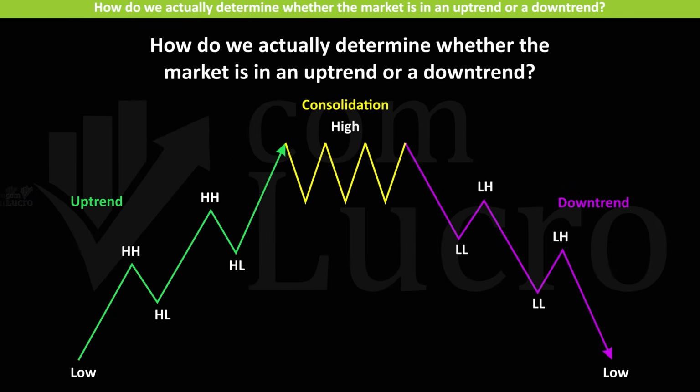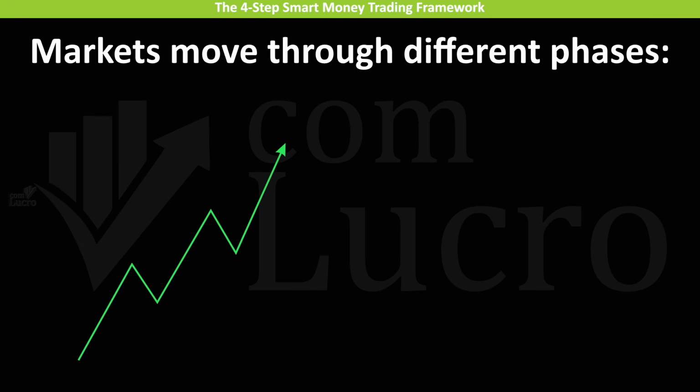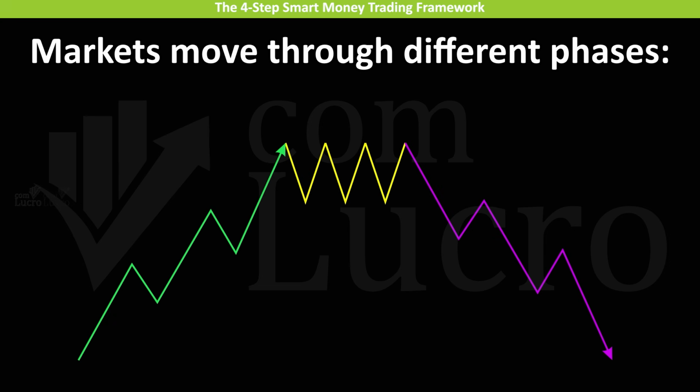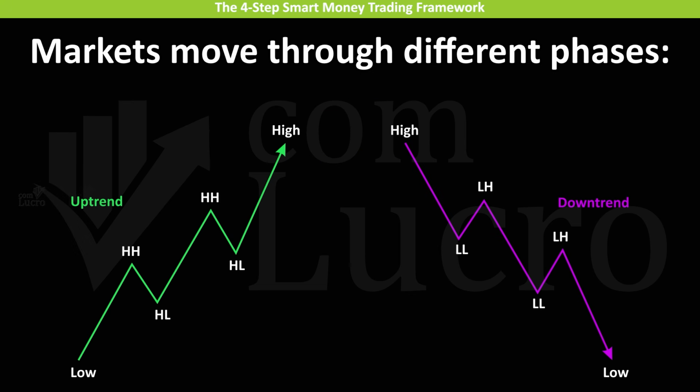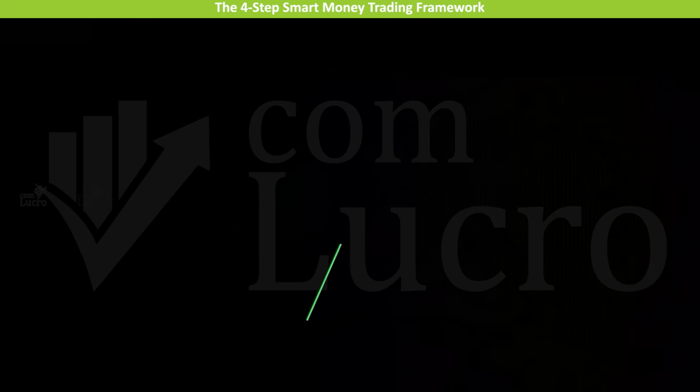Now, let us begin with the foundation, market structure. Markets move through different phases. At times, price trends higher in an uptrend. At other times, it trends lower in a downtrend. And there are also periods of consolidation where price moves sideways and direction is less clear. In this video, we will focus specifically on trending conditions. Let us take an uptrend as an example.